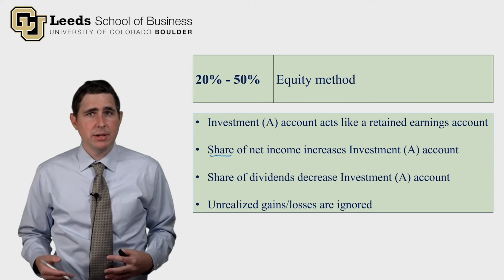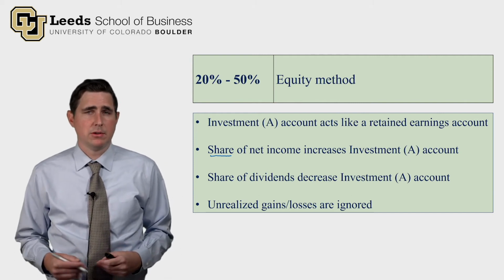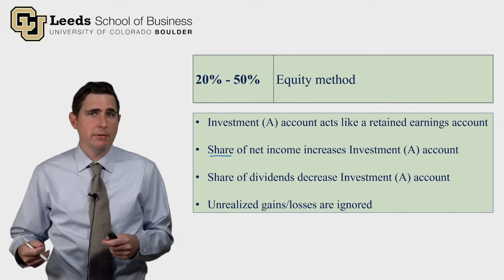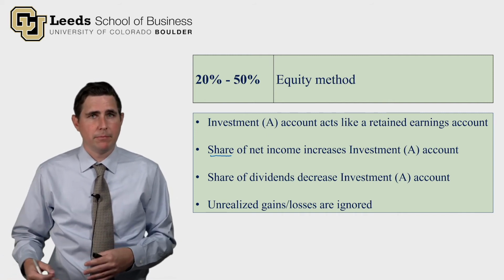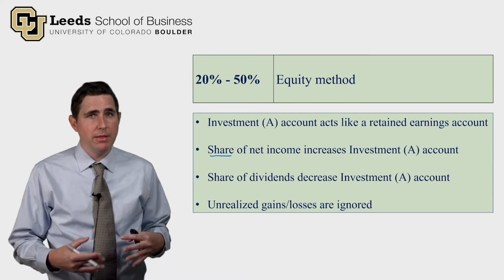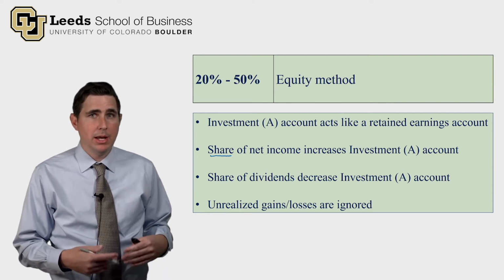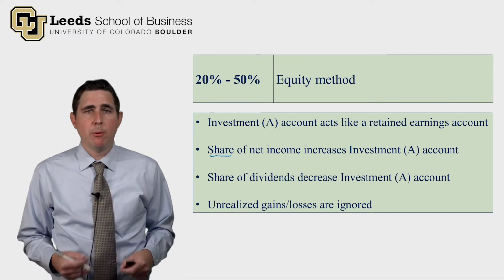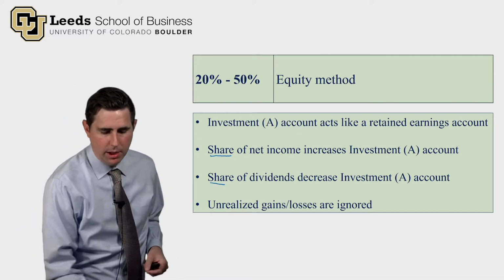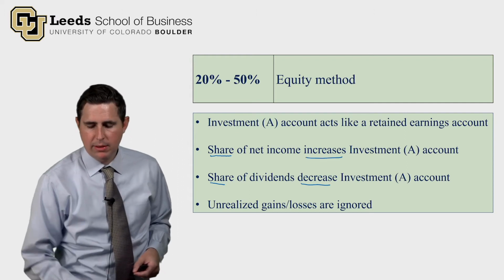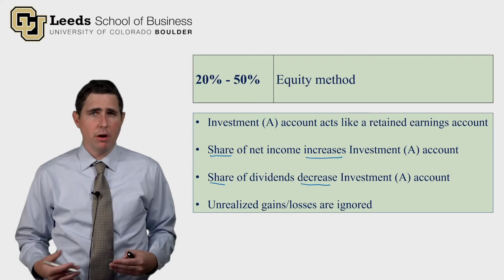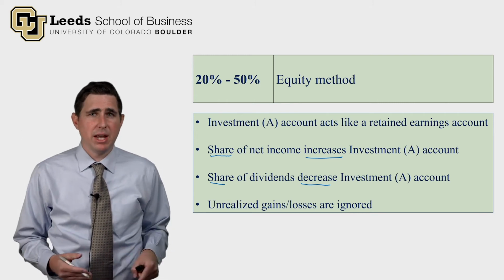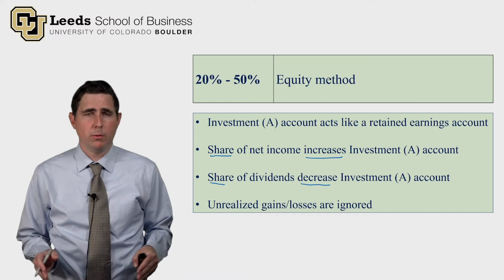Dividends are going to decrease the investment account, just like retained earnings. So remember, when we have net income, it increases our retained earnings account, and when we pay dividends, it decreases our retained earnings account. Well, when an equity method investee has net income, it increases our investment account by our share of that net income. And when they pay dividends, it's going to decrease the investment account by our share of those dividends, just like retained earnings. Finally, those unrealized gains and losses are just going to be ignored when they occur.